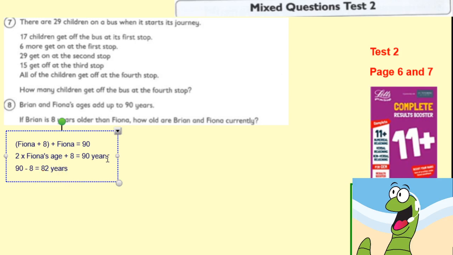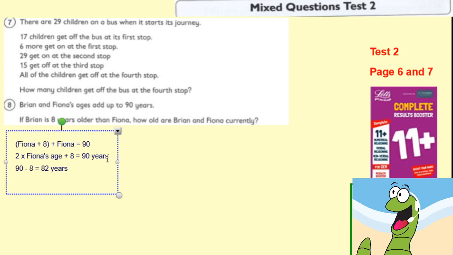So we now need to find out how old Fiona is, because Brian was 8 years older than her. So we've got rid of those 8 years, so now we could work out what they could be if they were both the same age. So 90 minus 8 gives us 82.